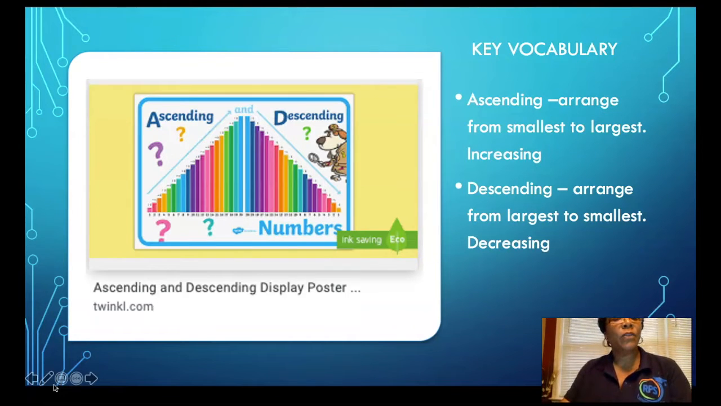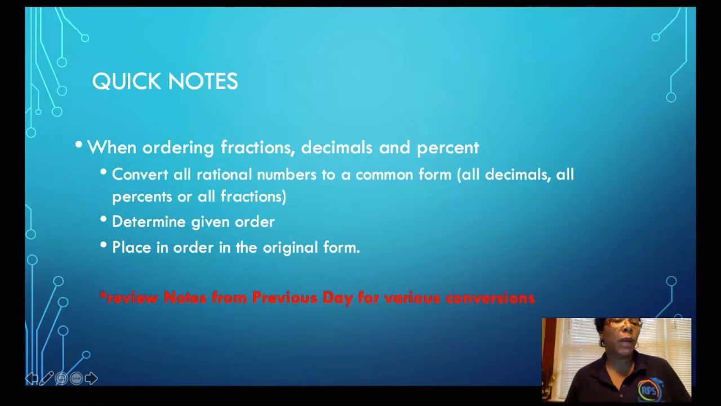Some key vocabulary that you want to write down in your notebook today is ascending and descending. Ascending is arranged from smallest to largest. It's increasing. Descending is arranged from largest to smallest. It's decreasing. The pictorial in the slide gives us a really good illustration of how it looks. So if something is ascending, it's going up. If it's descending, it's coming down.